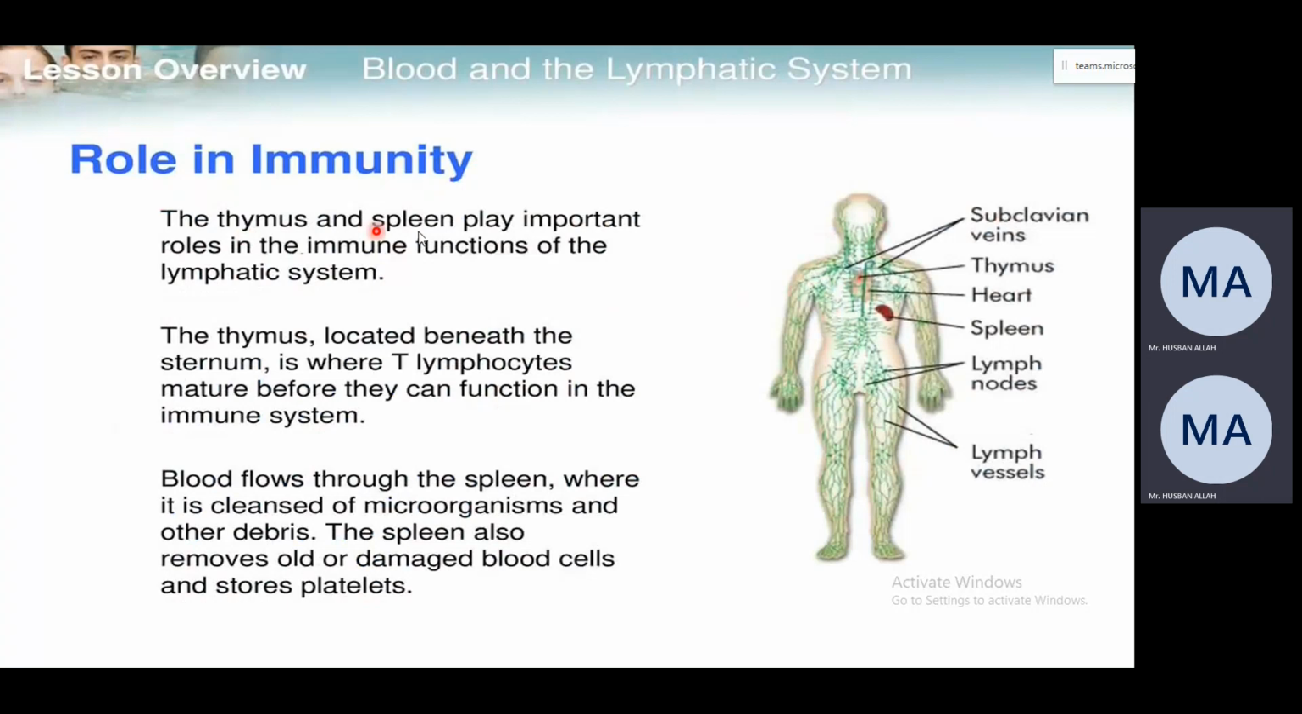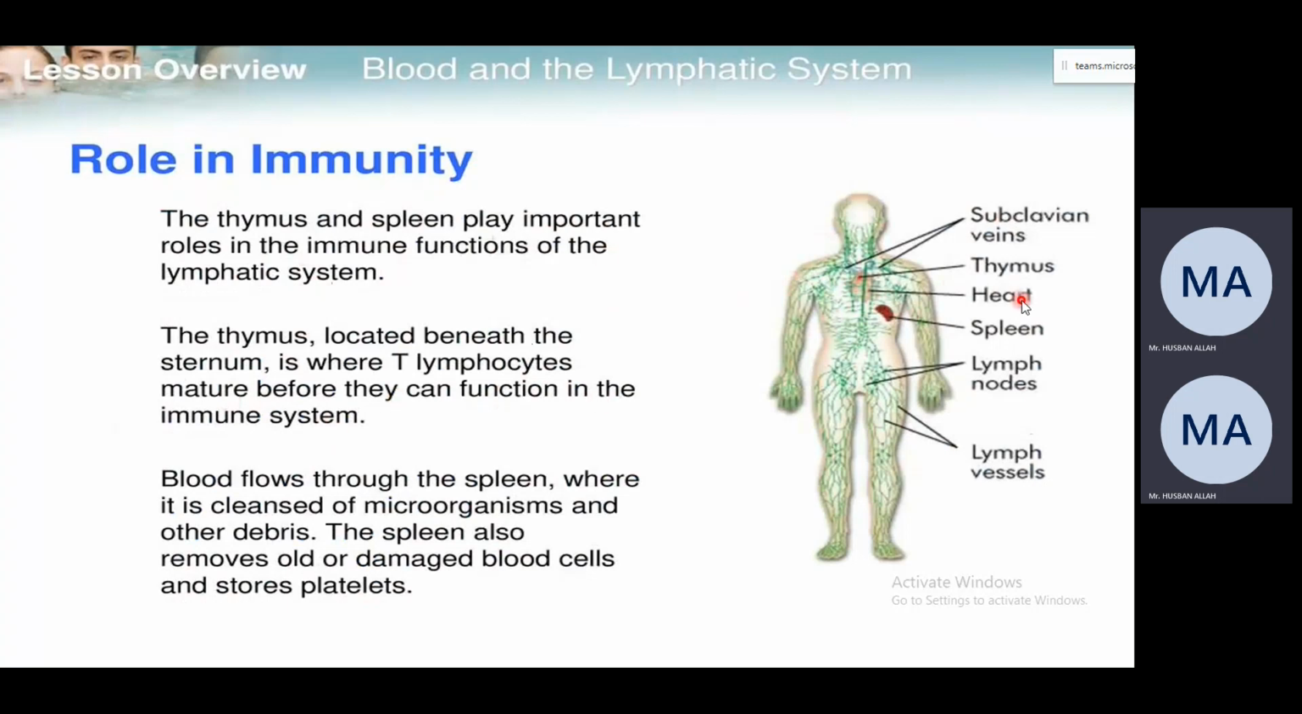Now, the thymus and the spleen play an important role in the immune function of the lymphatic system. The major organs, if you say so, are the spleen and thymus, right? These are the major parts which play an important role in the immune response, the immune function. The thymus is located beneath the sternum, the bone which is present on the chest, called the sternum, right? So the thymus is present just beneath the back of the sternum. It is where T lymphocytes mature before they can function in the immune system.